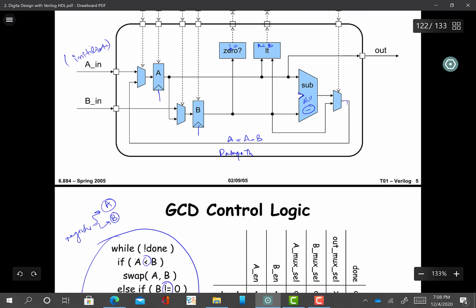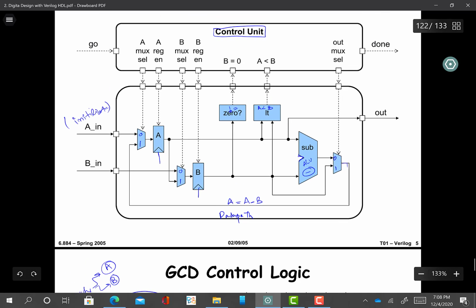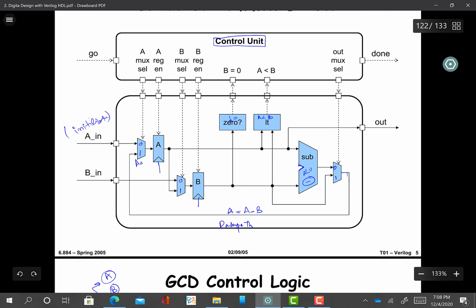So we need a mux here. This is the 0 line, this is the 1 line, this is the 0 line, this is the 1 line, this is the 0 line, this is the 1 line. So in initialization, you see this is our A mux. This is the name, and the select line is called A mux cell. This is our B mux, and the select line is called B mux cell. Similarly this one is out mux, and the select line is called out mux cell, and all these select lines are controlled from the FSM.